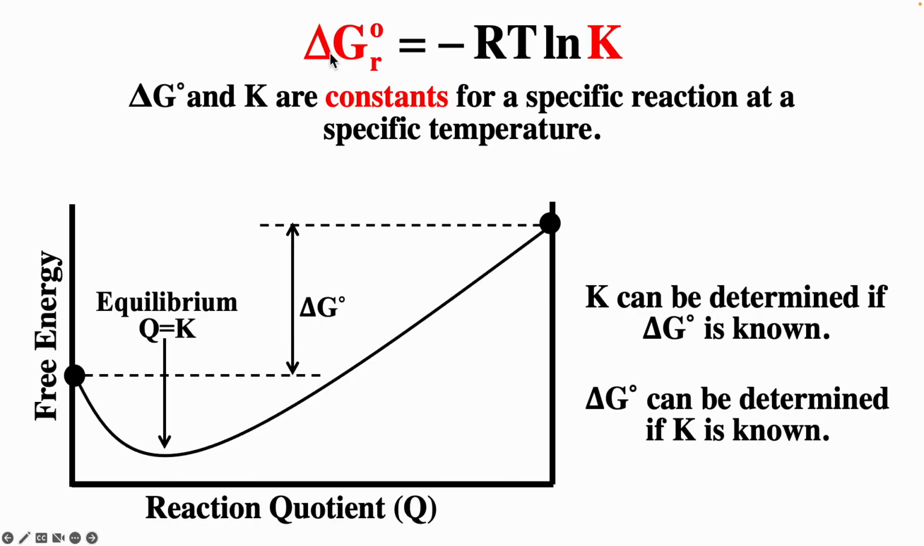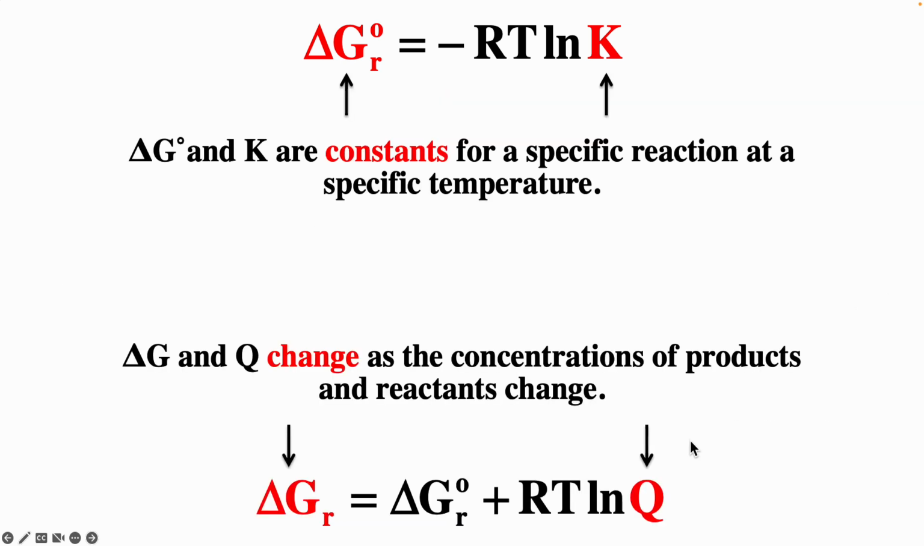And so delta G naught and K, they're constants for a specific reaction at a specific temperature. If you know delta G naught, you can determine K; if you know K, you can determine delta G naught. Delta G non-standard and Q change as the reaction proceeds. So please remember, delta G and Q change as the reaction proceeds. Delta G naught and K are constants for a specific reaction at a specific temperature. I hope that helps.